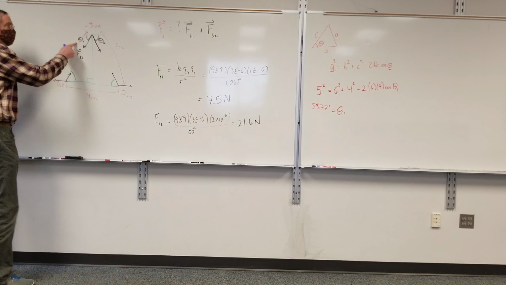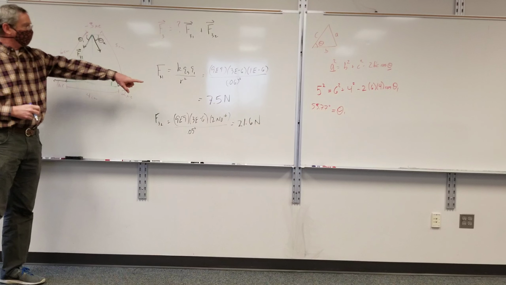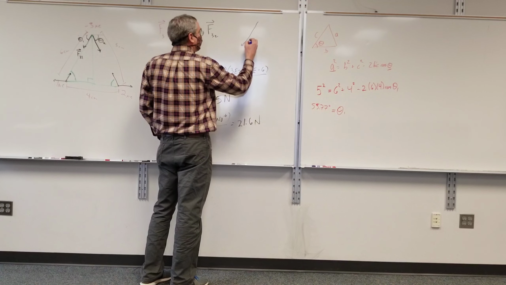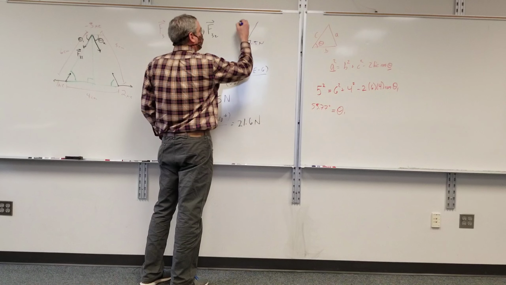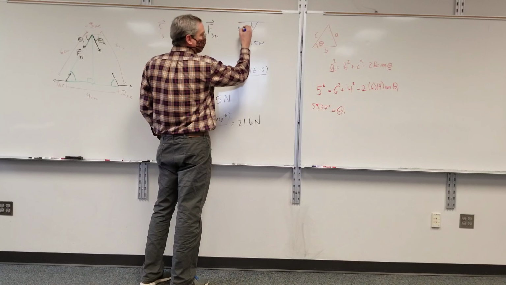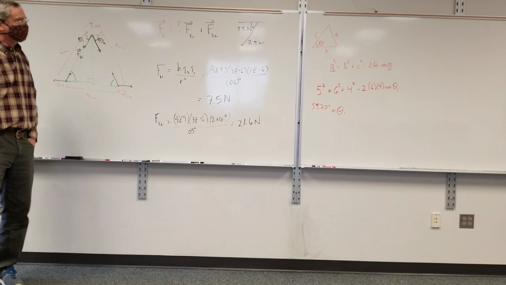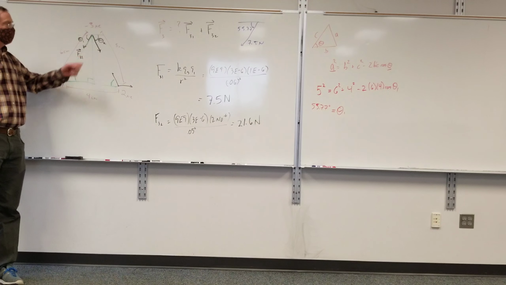So I now know this angle here. So in essence, I have the magnitude of 7.5 newtons at an angle here of 55.77 degrees. Let's do the other one.